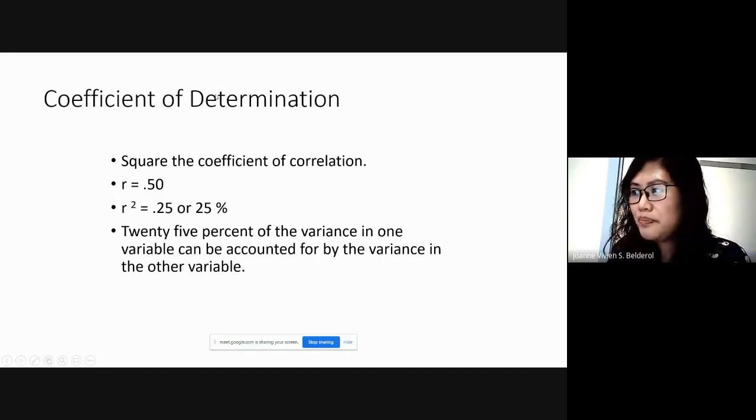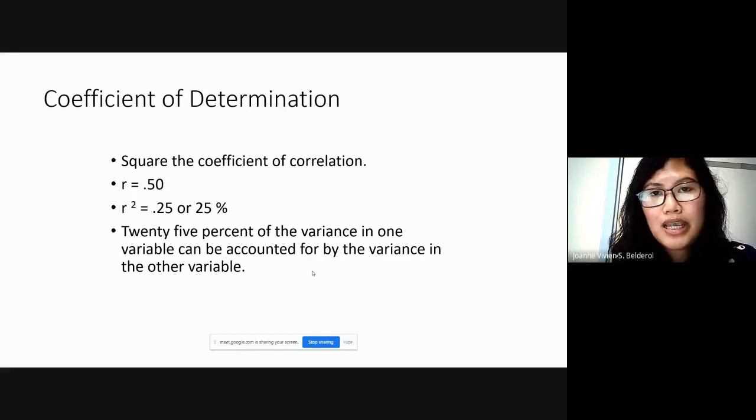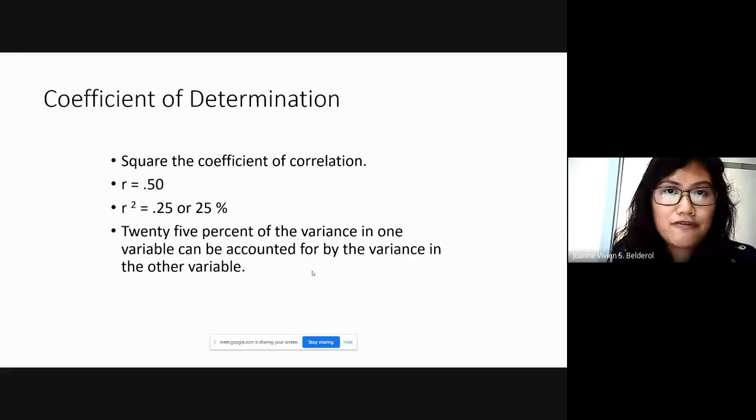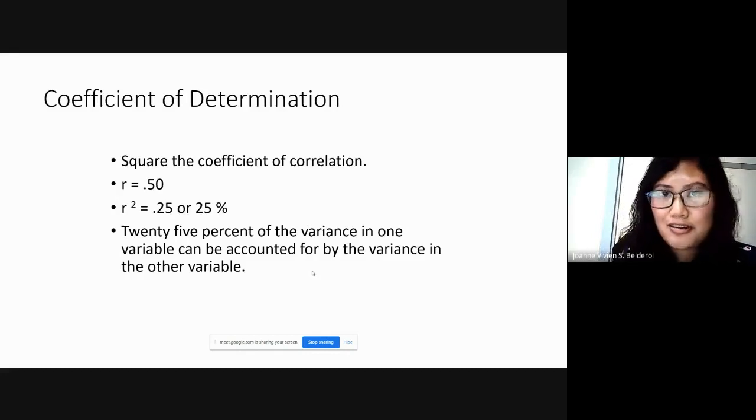Now what does 25% mean? It means that 25% of the variance in one variable can be accounted for by variance in the other variable. And 100 minus 25, that's 75. So 25% accounts for the relationship between variable X and variable Y. The remaining 75% is accounted for by other variables.